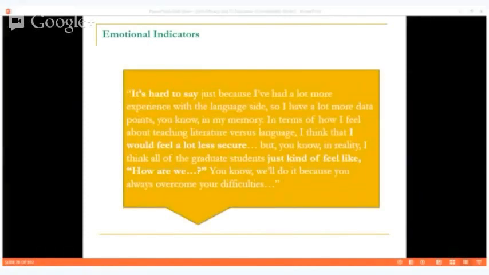So it's hard to say just because I've had a lot more experience with the language side, so I have a lot more data points in my memory. In terms of how I feel about teaching literature versus language, I think I would feel a lot less secure, but in reality, I think all the graduates just kind of feel like, how are we? We'll do it because you always overcome your difficulties.